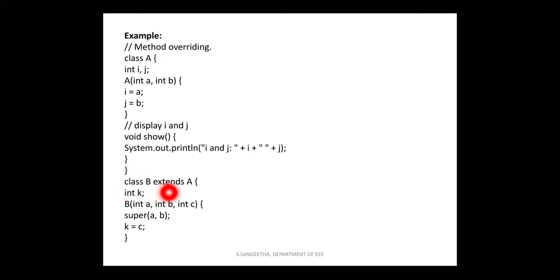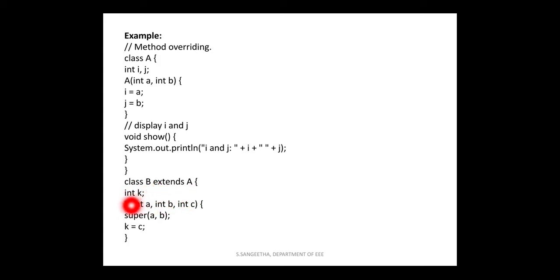Next, class B extends A, which means the class B will extend the class A. Whatever is in the class A will not be displayed. Only the class B will be displayed, which means the class B will override the class A. This is method overriding. Let us see.